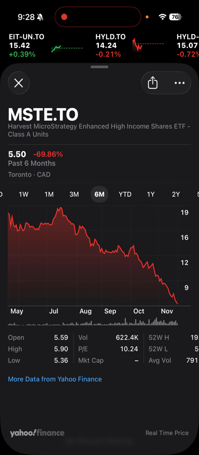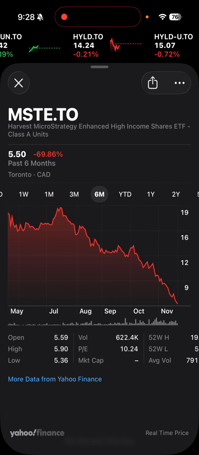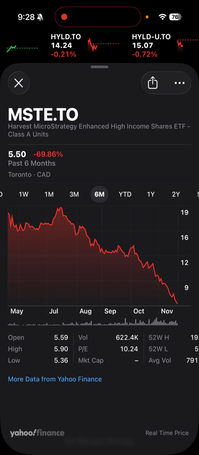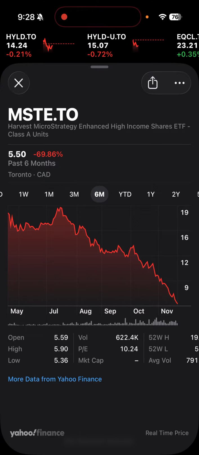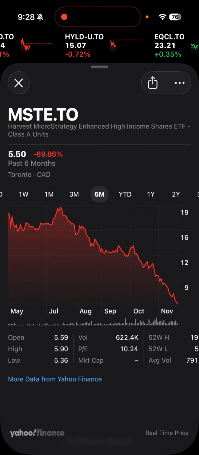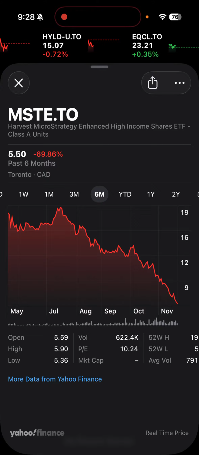And what's the threshold for a reverse split? How would that impact you? Personally, I don't exactly know what the threshold is, or what a fund provider like Harvest would set it at for an ETF like MSTE.